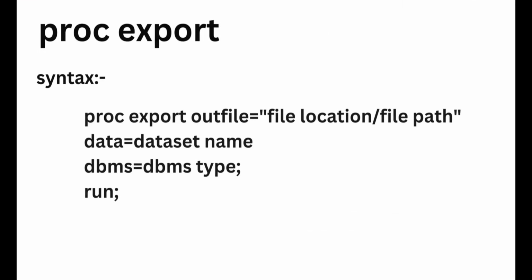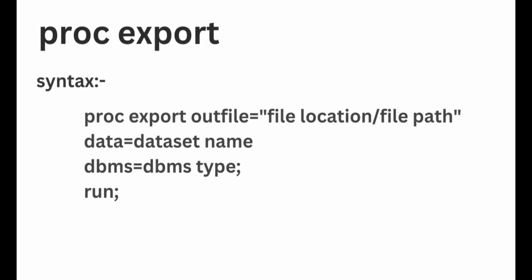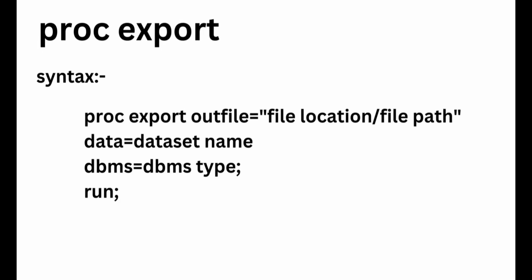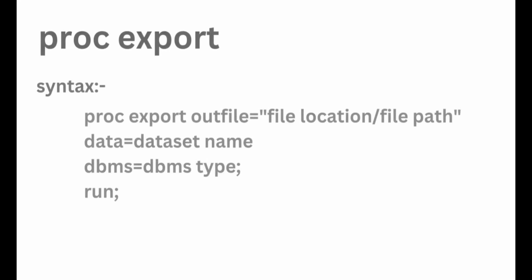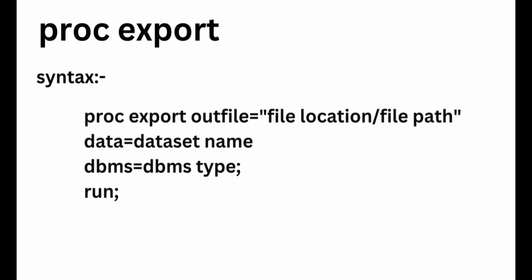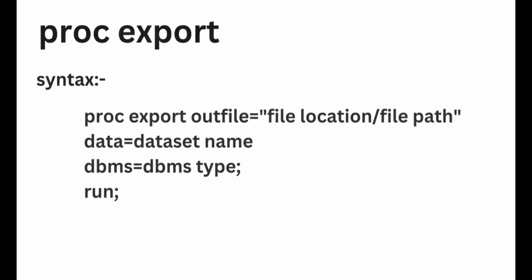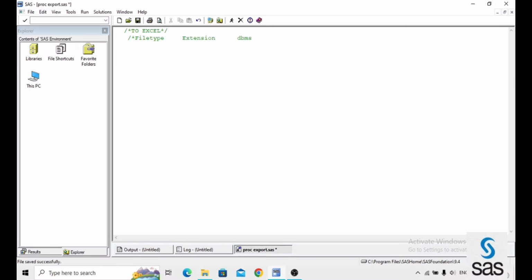And the syntax is proc export data equals dataset name, outfile equals file location or file path, and dbms equals dbms type. It is the same as the dbms type in proc import, and the same for export also. For that, the first file type is Excel. If the extension is XLS or XLSX, then the dbms type will be XLS or XLSX.